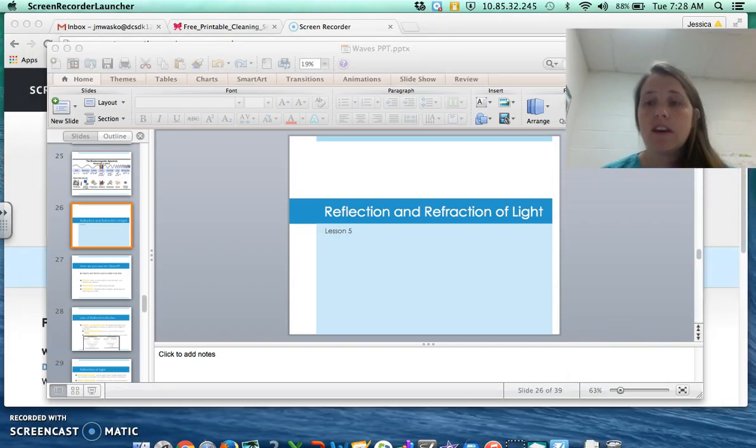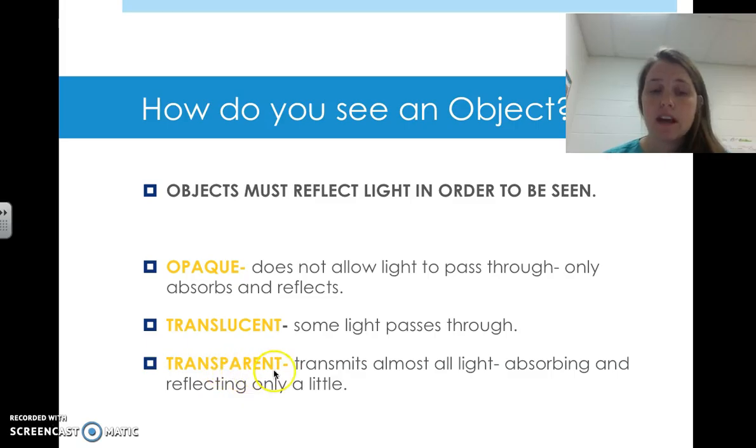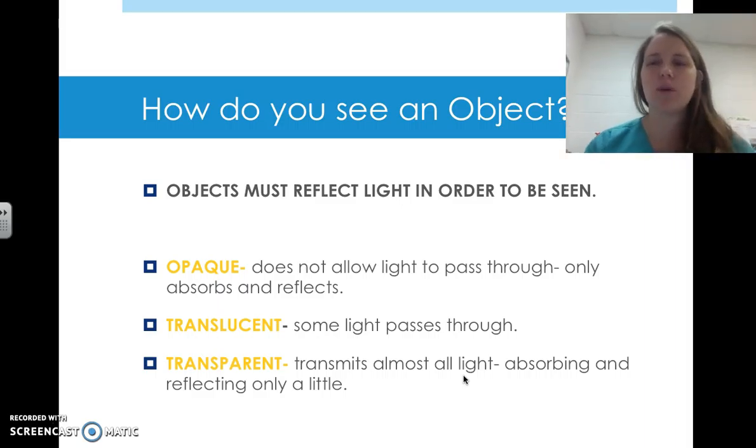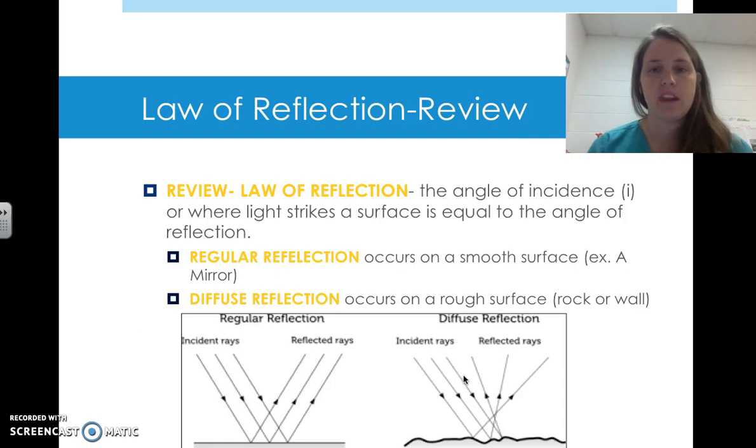And then finally, there is transparency, or being transparent. This transmits almost all light. These are things that are see-through, like glass. They don't really absorb or reflect any wavelengths of light, which is why most of the time transparent things are clear. They don't absorb any light and they don't reflect off anything for us to see, and we can see through them, so they appear to be clear to us.